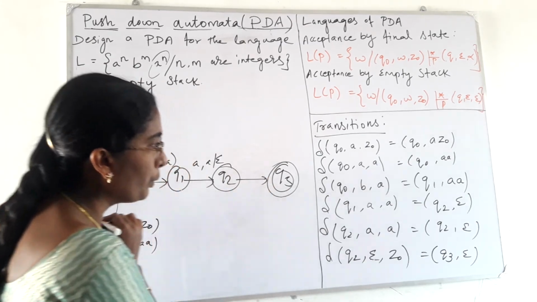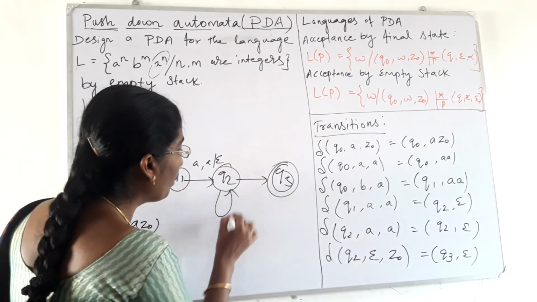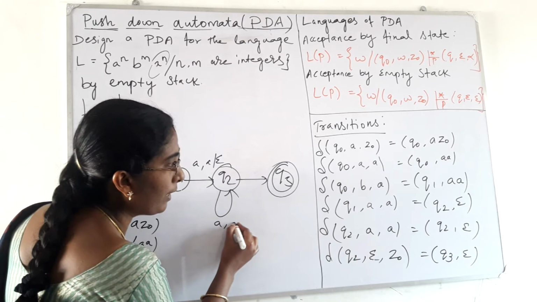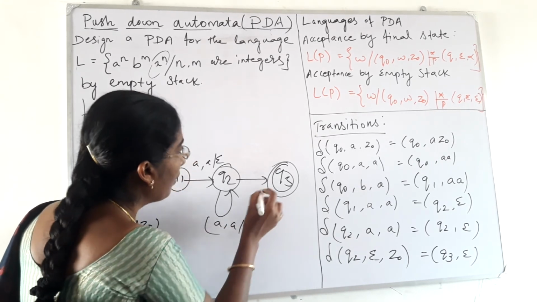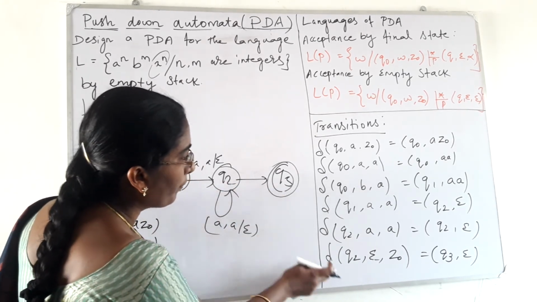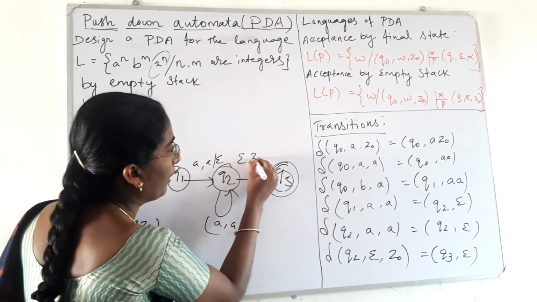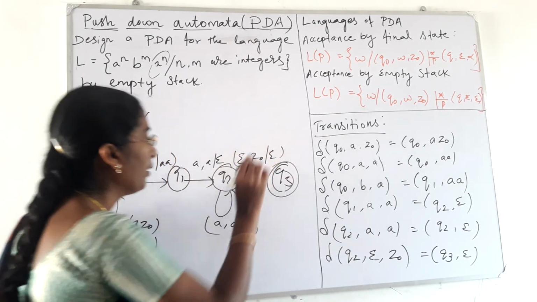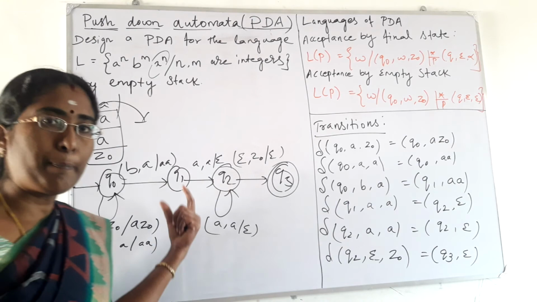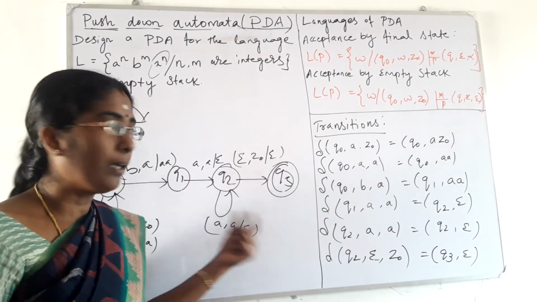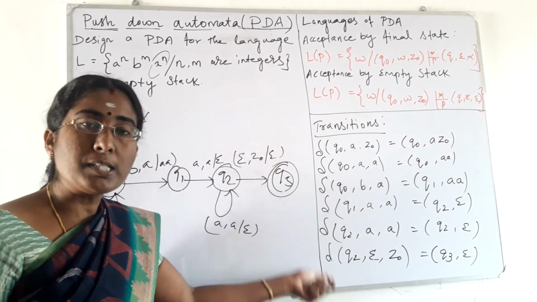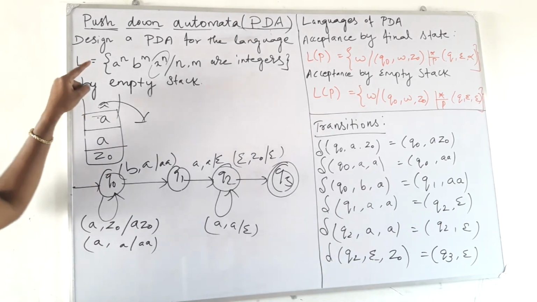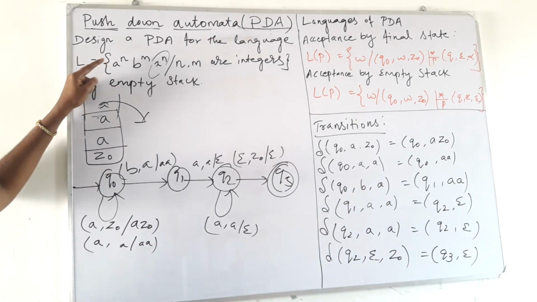From Q2 to Q2, the self-loop transition is A comma A by epsilon. From Q2 to Q3, epsilon comma Z0 by epsilon. This is the graphical representation of the pushdown automata, and these are the set of transitions we used for the acceptance case of this particular language.